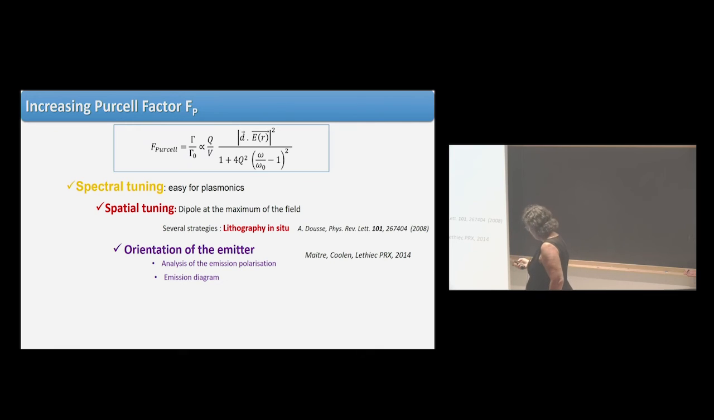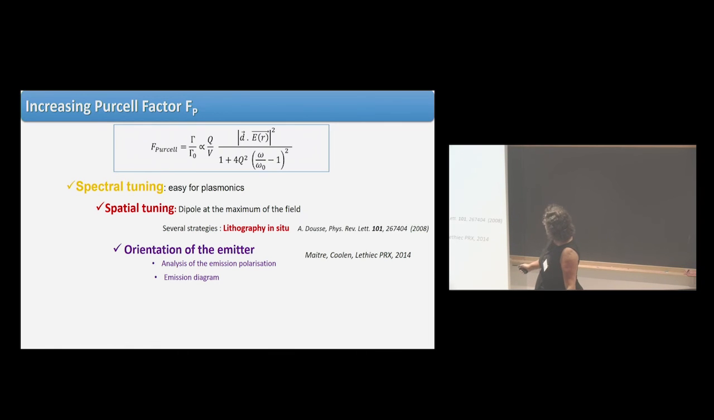So, in fact, when you look more precisely at this Purcell factor, you see that you have Q over V, that we have already discussed, but you have other factors. And your first factor is this thing, spectral tuning. So if you are in the dielectric, it's not so easy because you know that the response is quite sharp. So plasmonics is much easier for this because the response is very large.